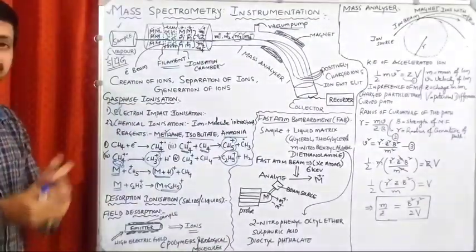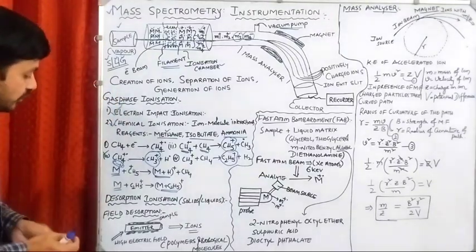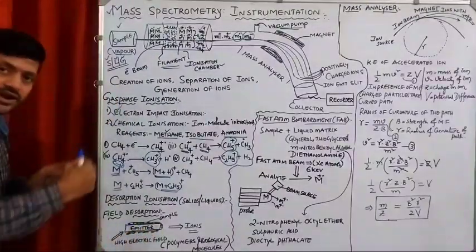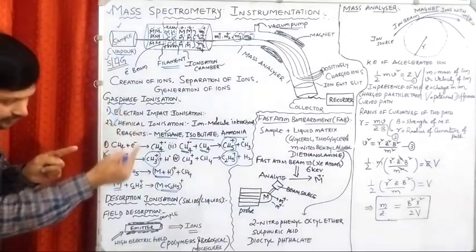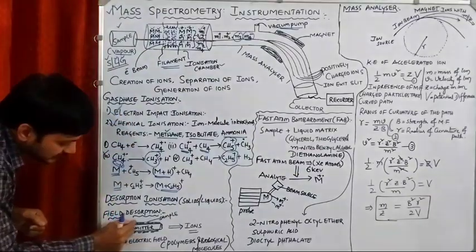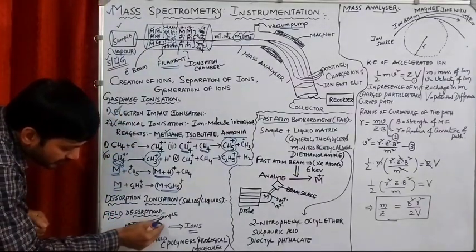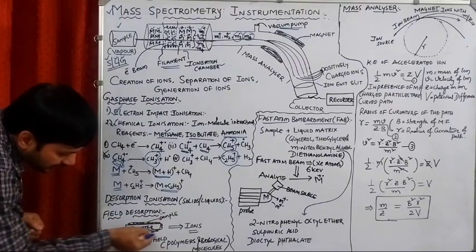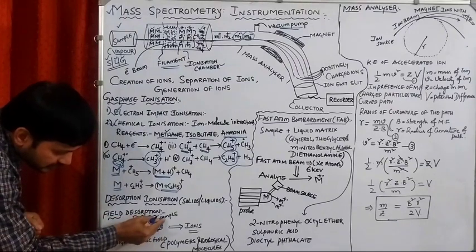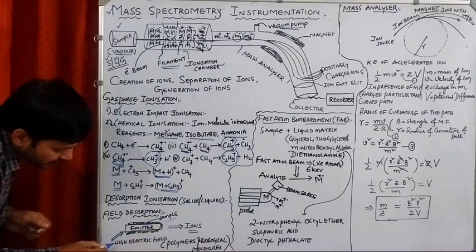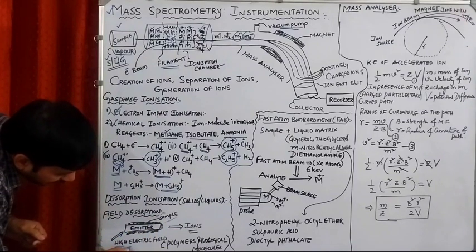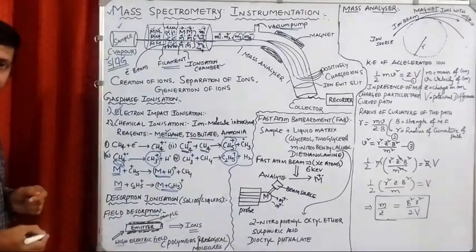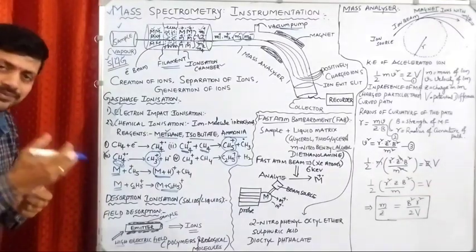The first one is field desorption. In the field desorption, what we are doing? We are taking an emitter rod. At the surface area, what we are doing? We are placing our compound. Our compound is pasted at the surface area of the emitter. See this one. Now what we are doing? We are supplying a high electric field.